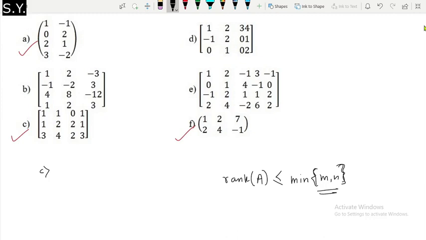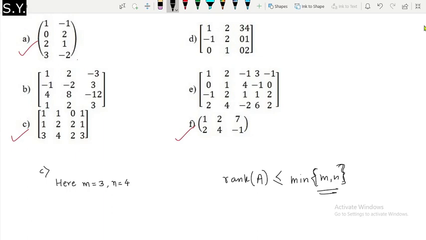So you are supposed to check the minimum of the number of rows and the number of columns. For this particular matrix, how many rows are there? m is equal to 3 and n is equal to 4. Number of rows is 3 and number of columns is 4. So which one will be easier to find, row rank or column rank? Naturally finding row rank is going to be easy because the number of rows is only 3, and since the number of columns is 4, it is going to be a little bit lengthy. In this way you can decide.